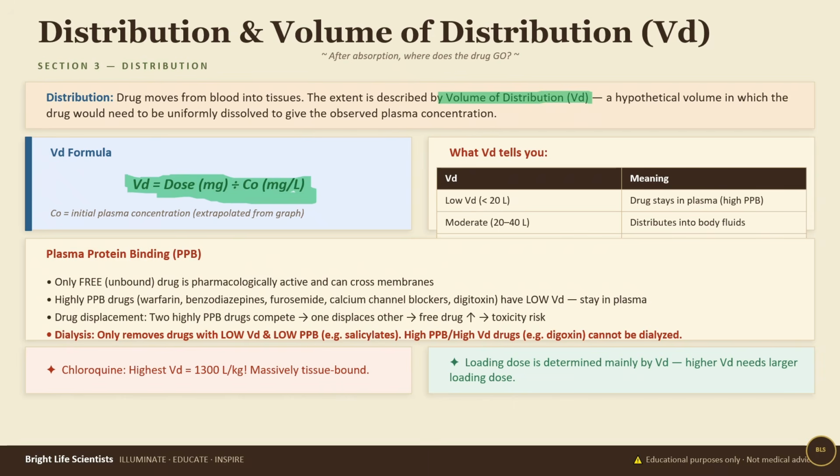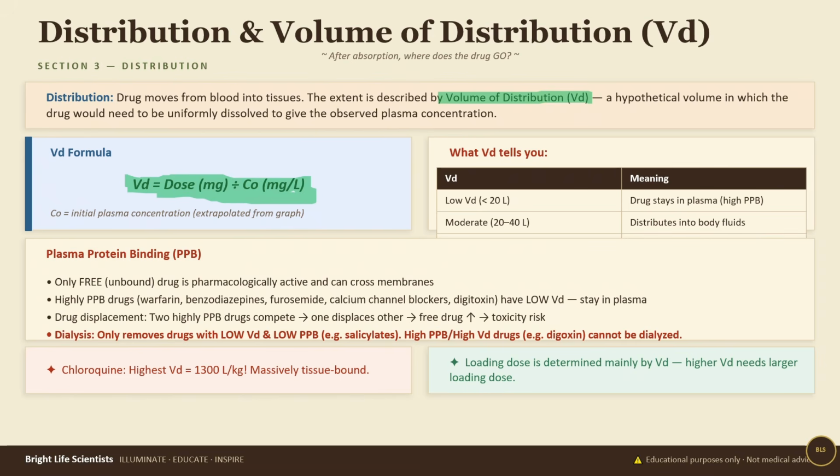It is highly protein bound. For example, we have warfarin. Then those with moderate VD between 20 to 40 liters, this one distributes into body fluids. High VD of more than 50 liters: here the drug is sequestered in peripheral tissues and the plasma concentration is very low. Then we have what we call plasma protein binding.